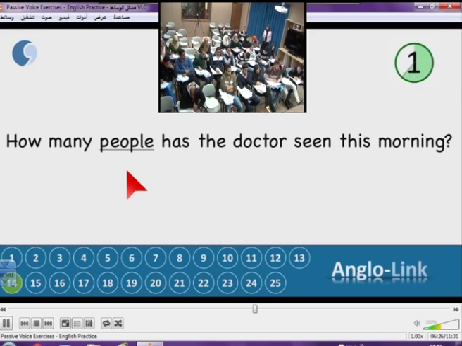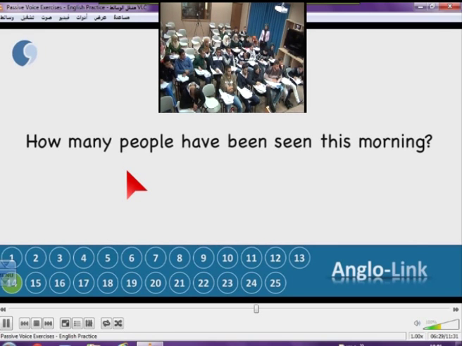And how many people—you keep it as it is because it's a question after all. How many people have been seen this morning? Reasonable?